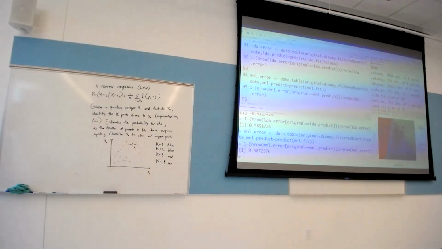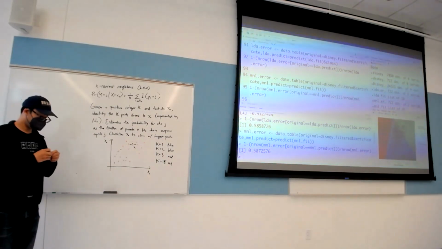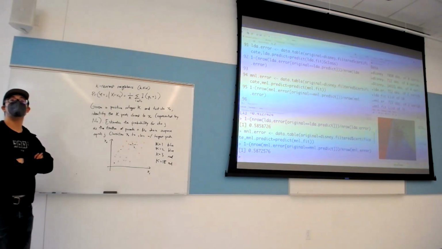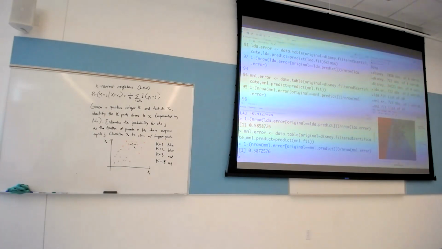So how do we decide what's the right number of Ks to use? What was that? The mean, what do you mean the mean value?